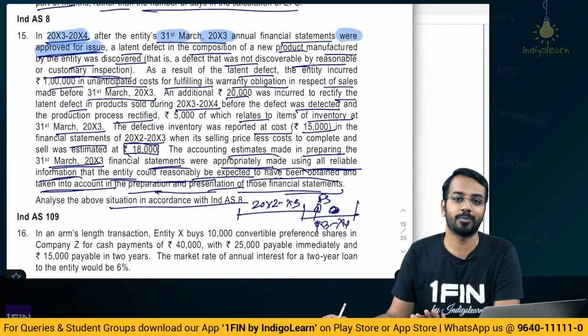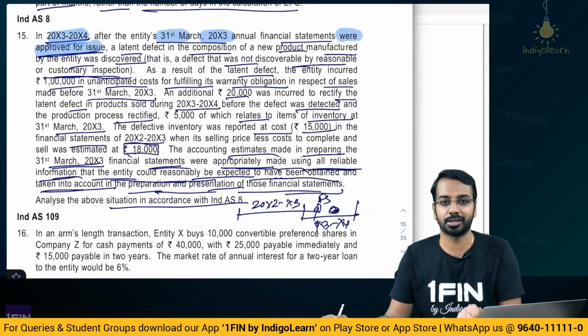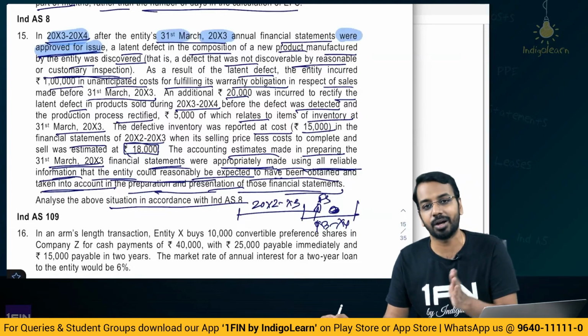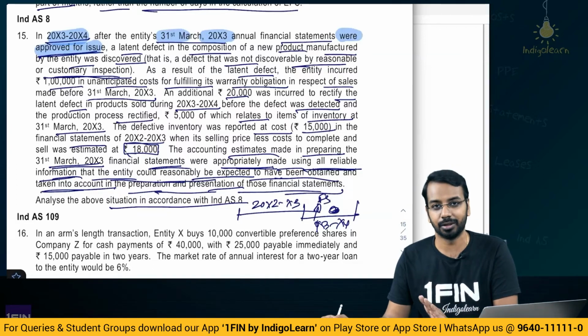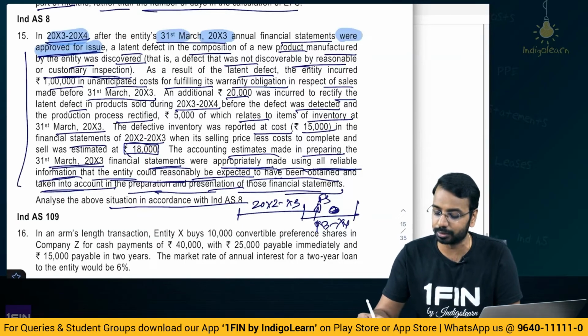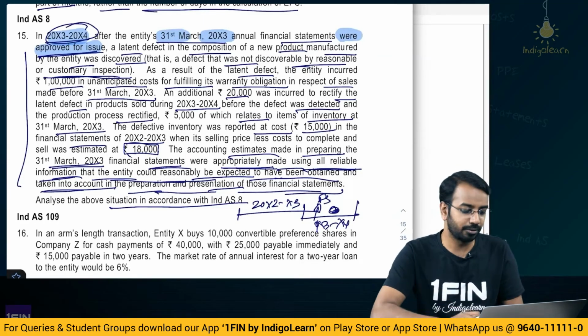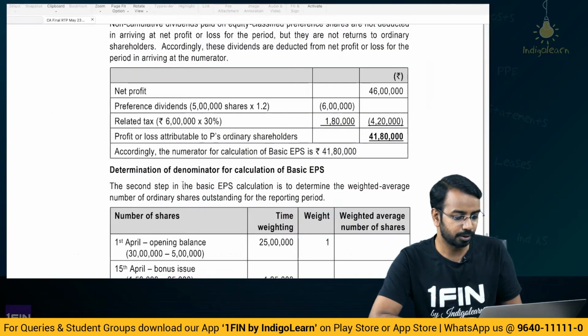So this is not an item of prior period error. And second, because it has happened after the issue of financial statements, you cannot go back and change the 31st March year 3 financial figures, right? So where will the impact come? All this impact will be shown in the year 3, year 4 financial statements. So let's have a look at how the solution is to be presented.